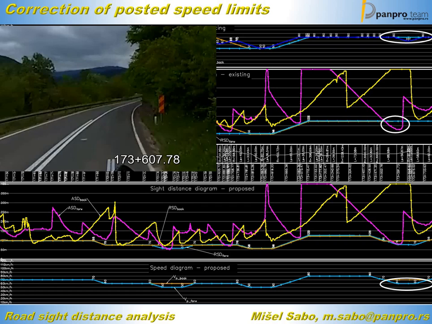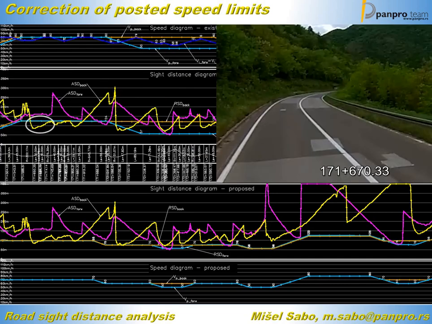Again, we have a similar situation here. However, in the opposite direction, the required sight distance is obstructed by vegetation, which hides the course of the curve and which could be removed through short-term measures. In the diagram of the proposed posted speeds, you can see that the proposed limit is 70 km per hour for both directions, according to the values stipulated by the inferred design speed.